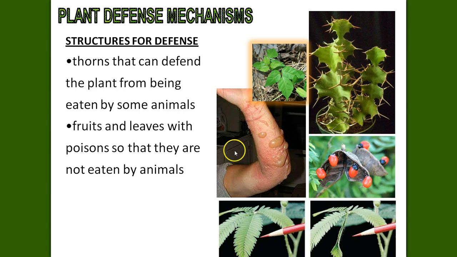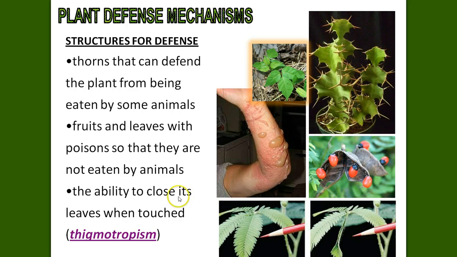are terrible. And then the next one is the ability to close its leaves when touched. Thigmotropism. We remember thigmotropism. Remember thigmo, T-H-I-G-M-O. Thigmo means touch. T and H begin and end the word touch. So, the ability to close its leaves when touched is also a structure for defense. So far there have been thorns, fruit and leaves with poisons, and thigmotropism.